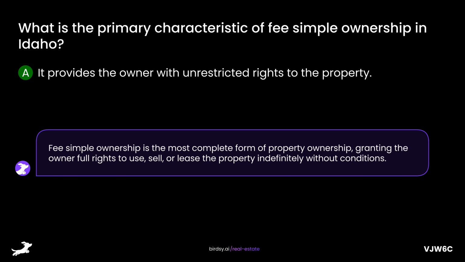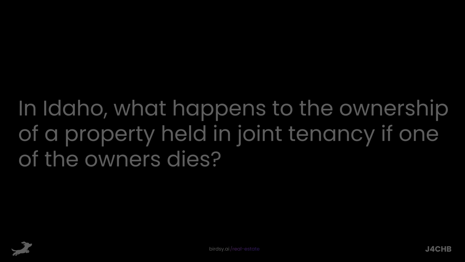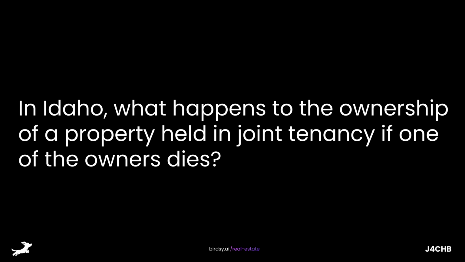Fee simple ownership is the most complete form of property ownership, granting the owner full rights to use, sell, or lease the property indefinitely without conditions. In Idaho, what happens to the ownership of a property held in joint tenancy if one of the owners dies?